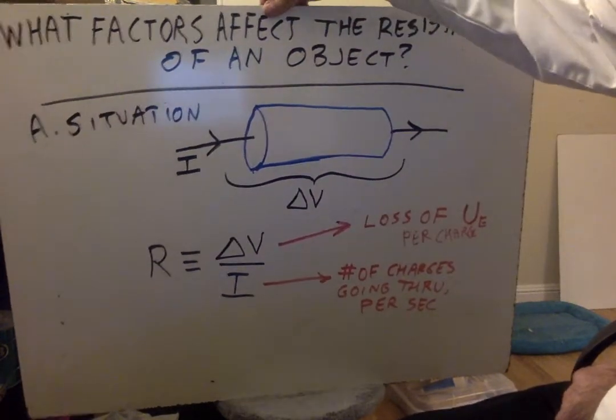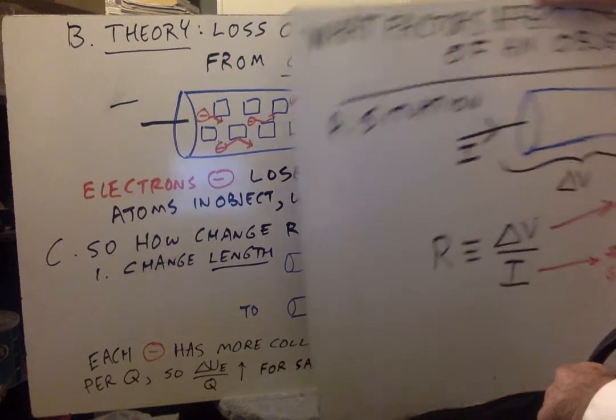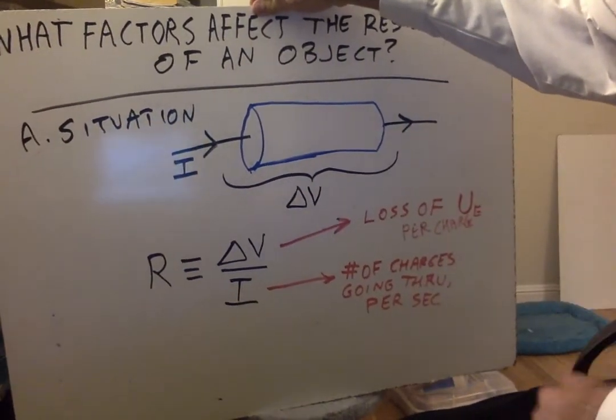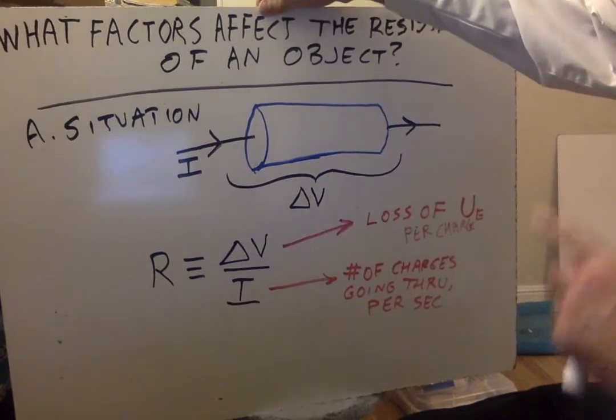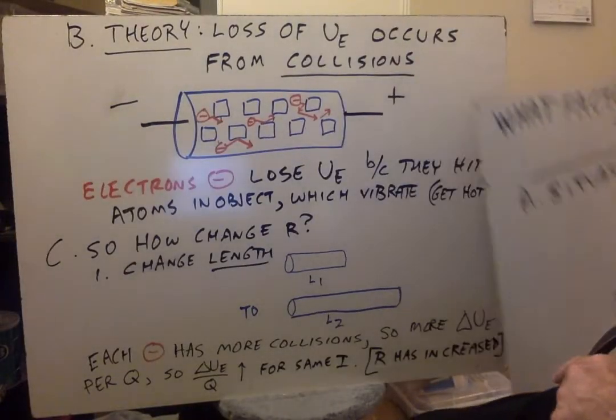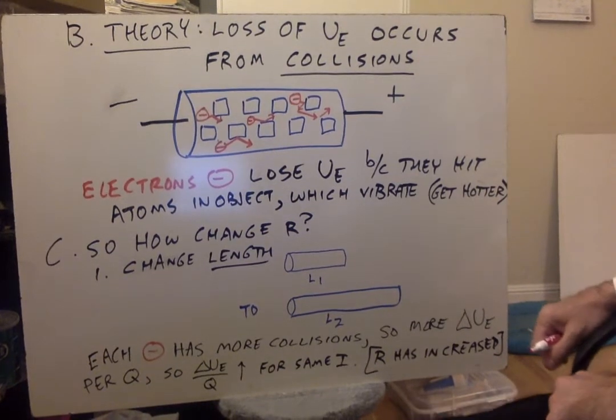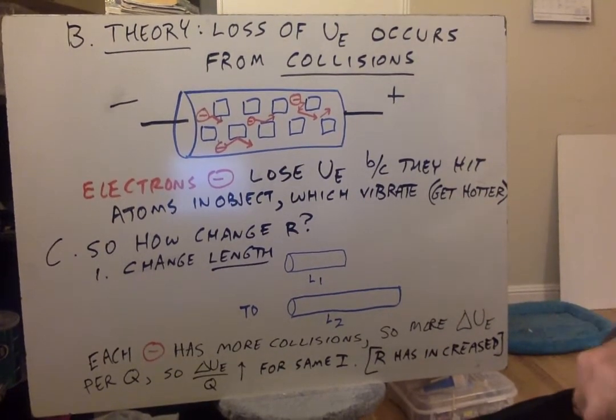All right, let's look a little bit at the theory. Now, you should pause the video and think. What are all the different things I could change about this that would make the resistance bigger? One at a time, go through them to try to figure out what resistance depends on. What actual things about that object could you change? All right, so let's look at the theory.